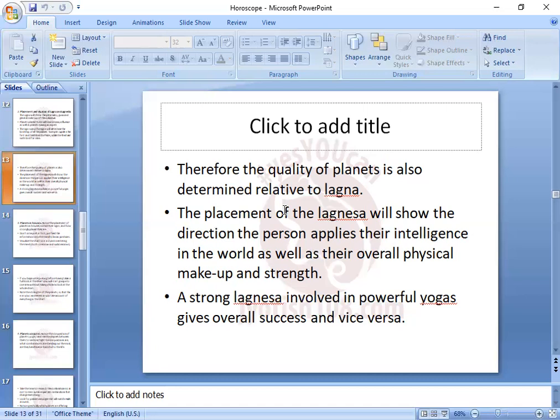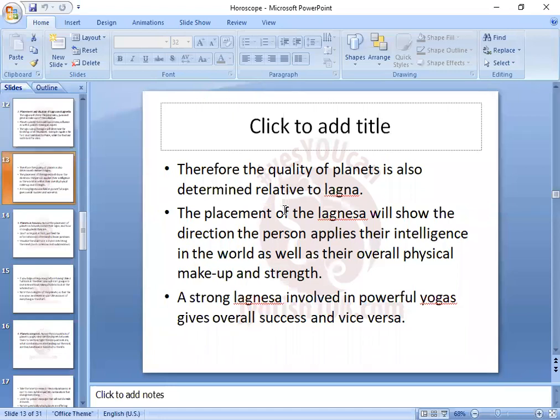So this is where the placement of the Lagnesha becomes very, very important. This is why most astrologers will tell you that the Lagnesha should not be placed in a Dusthana. Because if it is placed in a Dusthana, the intelligence would be clouded by Shani, because Shani is the Karaka for the Dusthana, and Lagnesha is your intelligence factor, right? It is your discernment power.